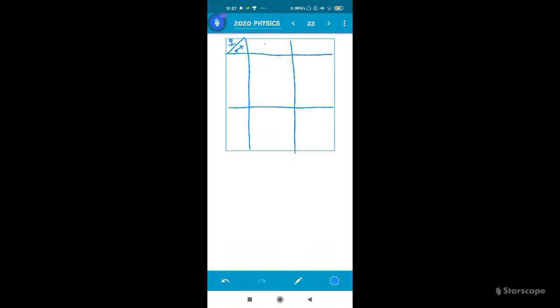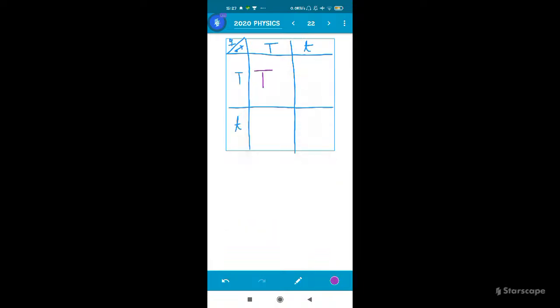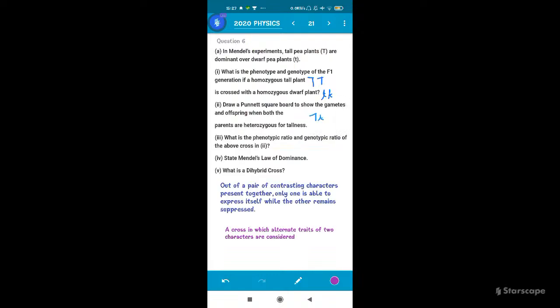So capital T small t, capital T small t. Let's see what are the possible combinations which can occur. Capital T capital T, capital T small t, capital T small t and small t small t. These are the possible combinations which can occur. So this is the second question. We just have to draw a Punnett square. Nothing has been asked, okay, so don't end up writing things.